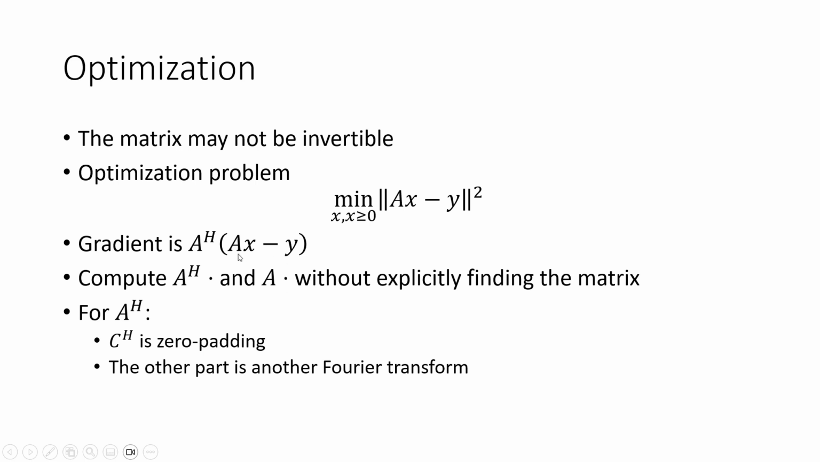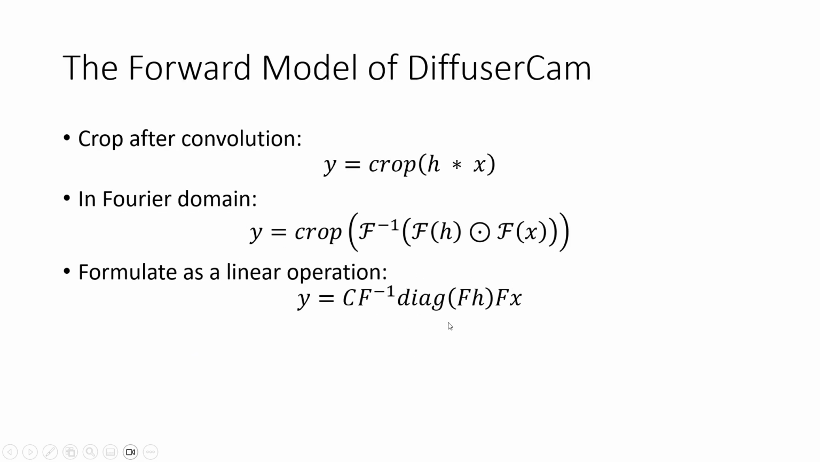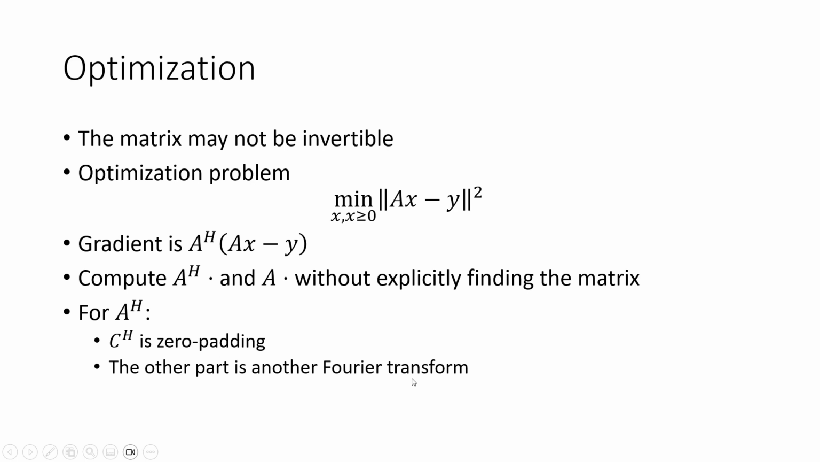We cannot just do the matrix multiplication because all these matrices would have elements that are the squared number of the pixels. But as we discussed, we can compute A times something or A Hermitian times something without explicitly formulating the matrix, just like what we did in optical computing. So to compute A Hermitian, we notice that C Hermitian is just zero padding, and the other part is another Fourier transform.